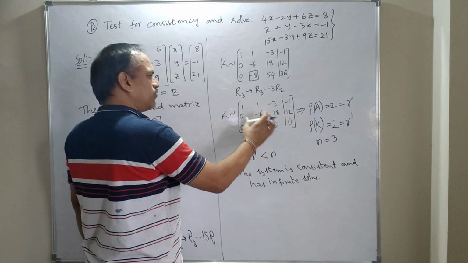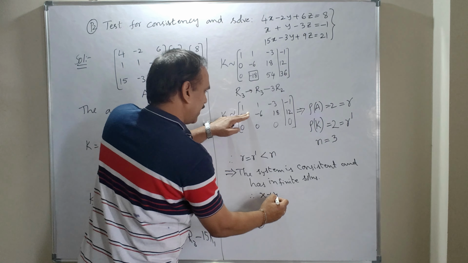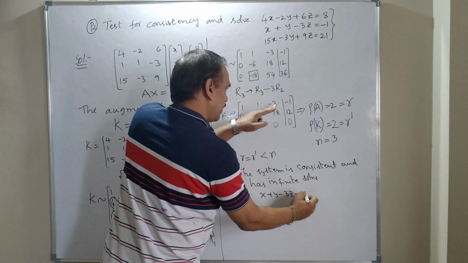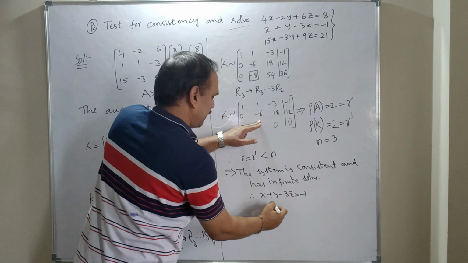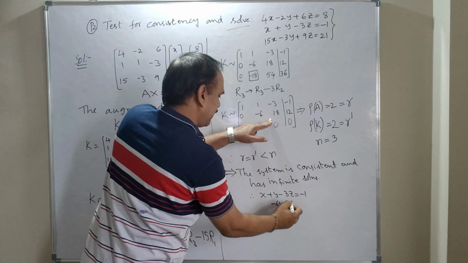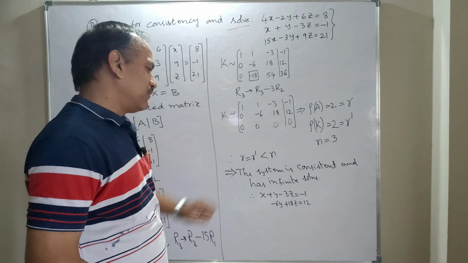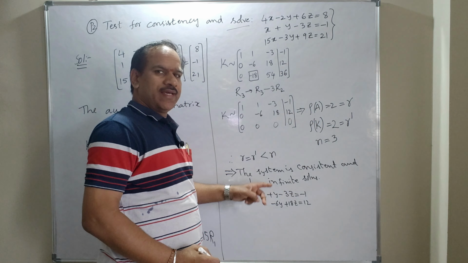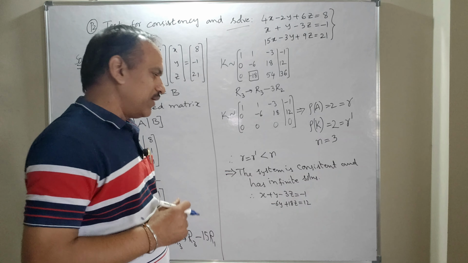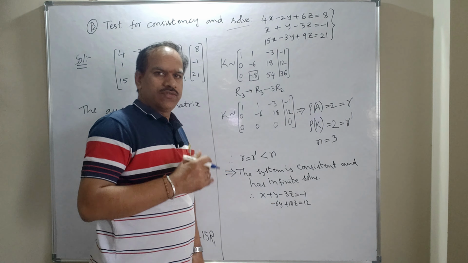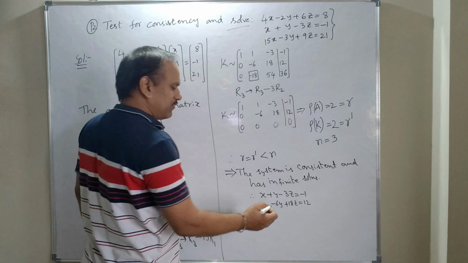So, let us write the reduced equations. Here you have x plus y minus 3z equal to minus 1 because we are also asked to solve, right? We try to solve this. Minus 6y plus 18z equal to 12. So we have only two equations, third equation is not there. So now we have three unknowns and two equations only. So you can solve for only two variables. The third variable should be chosen. That is how you will get infinite solutions.